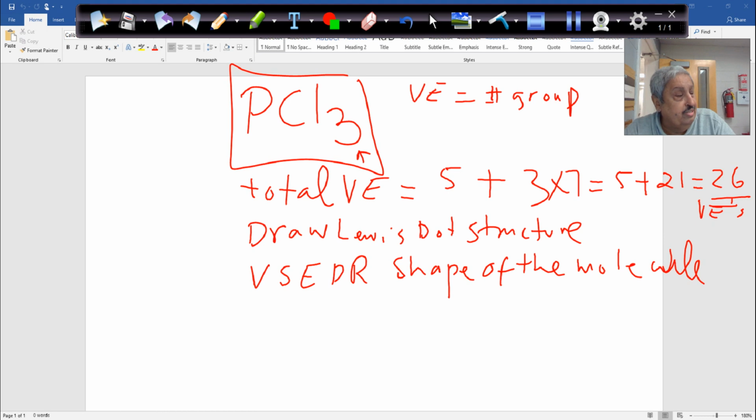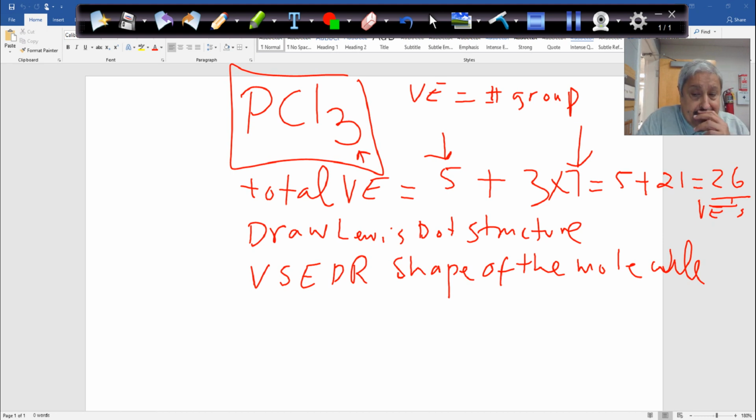How do we get this? We get this from the fact that the valence electrons are always represented by the number of the group. Phosphorus is group number 5, so it has 5 VEs. I have 3 chlorines. Chlorine, the 7th group, multiplied by 7. So 3 multiplied by 7 is 21, plus 5 is 26. That's the total number of VEs.